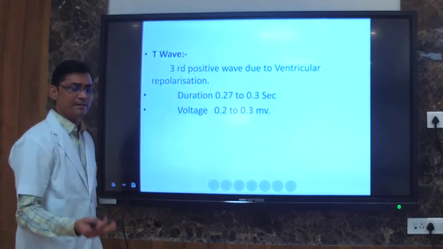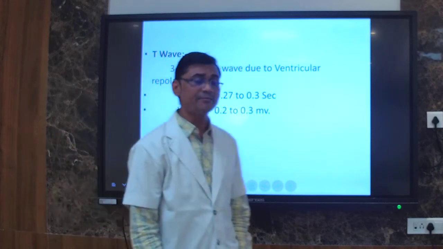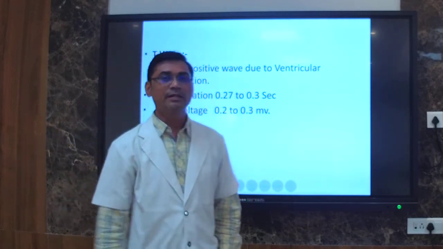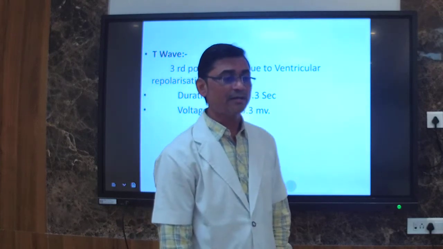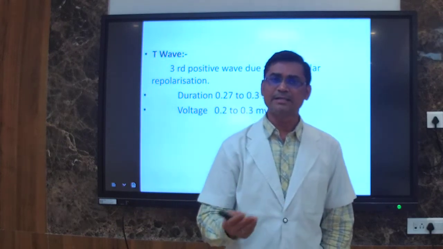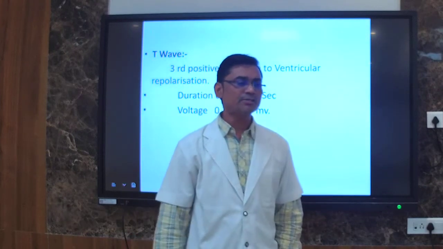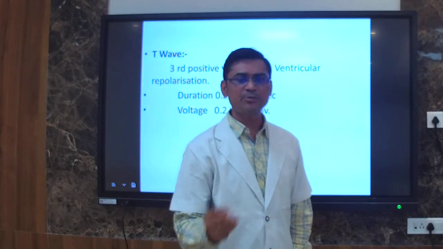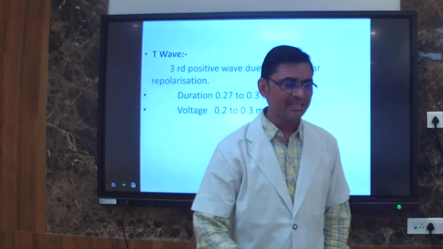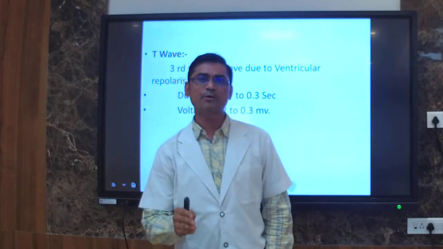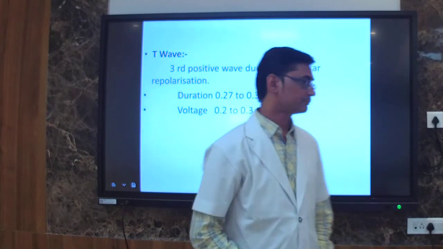Now coming to the next wave in ECG, that is the T wave. This is the third positive wave, due to ventricular repolarization. Now the ventricle is repolarized, so there is an occurrence of the T wave. Normal duration of the T wave is 0.27 to 0.3 seconds, and the normal voltage is 0.2 to 0.3 millivolt.